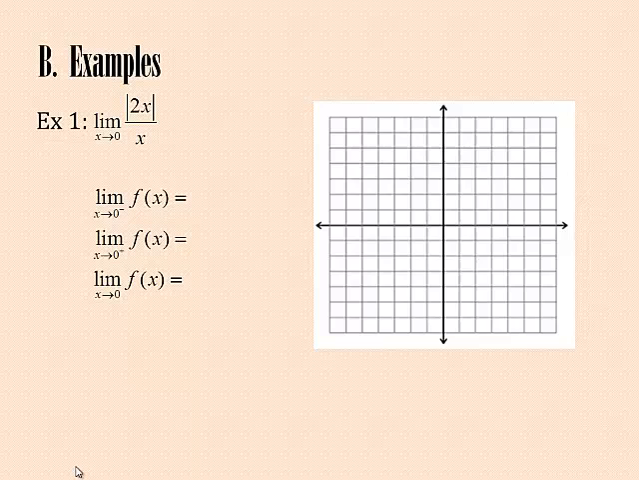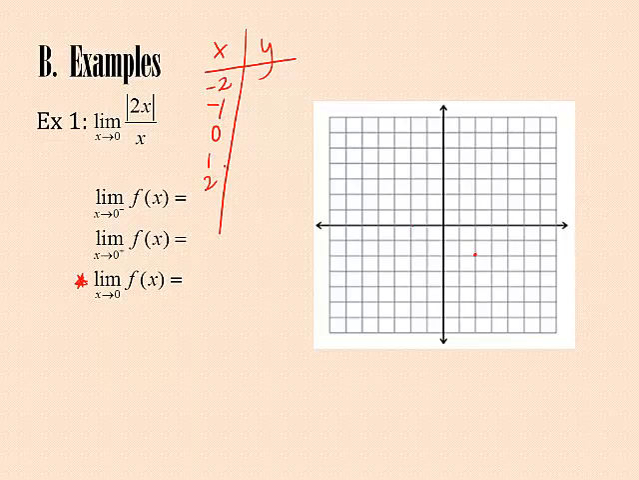Alright, so let's look at this. I have an equation, and it's asking me for the limit as x approaches 0 from the left, from the right, and then overall. Remember, these two have to match in order for this last one to exist. So how are we going to approach this? Well, we create an XY table of values using our favorite little points to plug in.